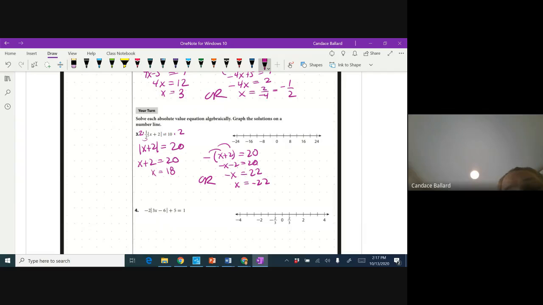And I'm going to plot my dots. So 18 is probably like right in here, because that's probably 20 right here. And then negative 22 is probably just before 24 right there. And I think they're having us practice plotting on there because the next couple lessons we're going to be using the number line to graph our solutions. So they're having us practice that part now.